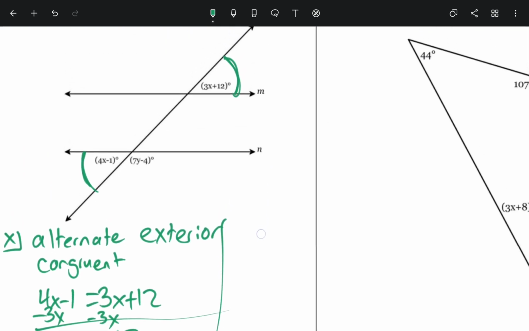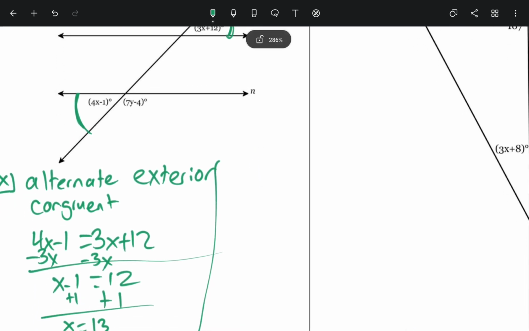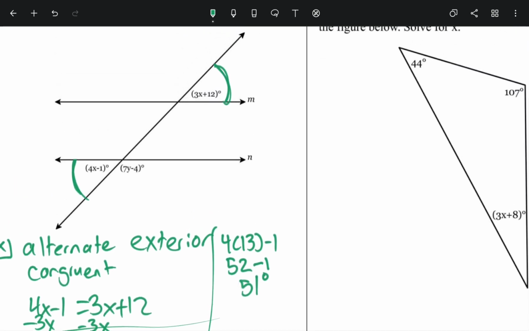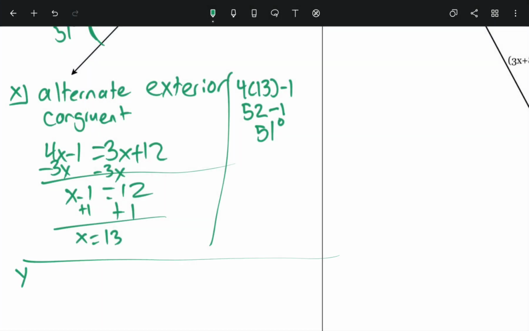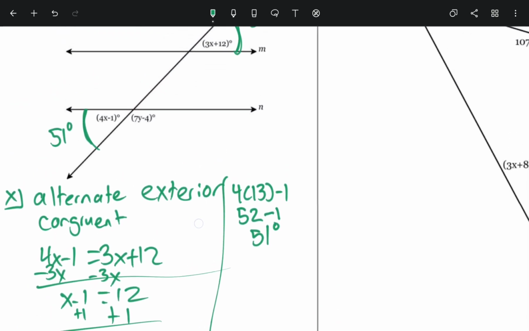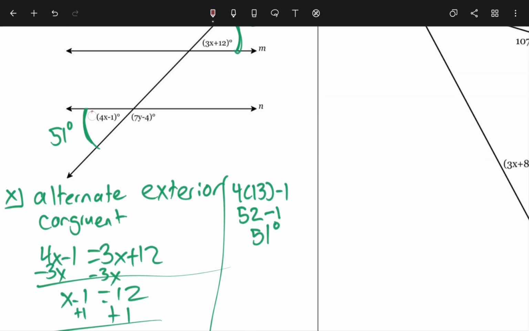Now, before we can solve for y, we do have to plug that in to one of the expressions. You could pick either one. So 4 times 13 minus 1 gives us 52 minus 1, which gives us 51 degrees. So both of these angles are 51 degrees. Now we can go ahead and solve for y. So y, let's use red for that. I see that these two angles are a linear pair, which means they're supplementary.